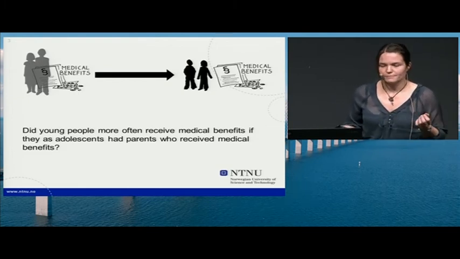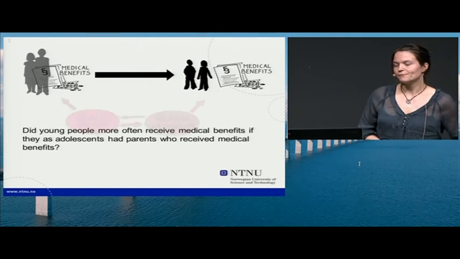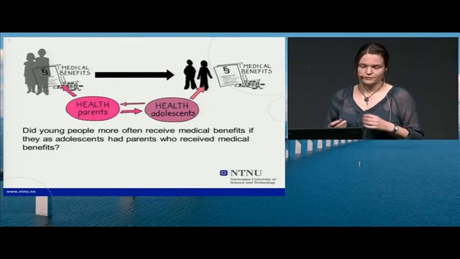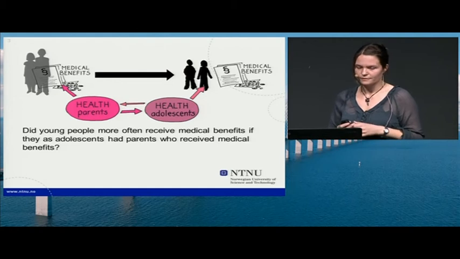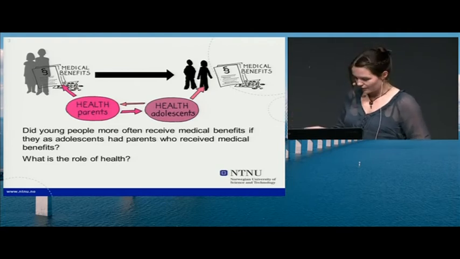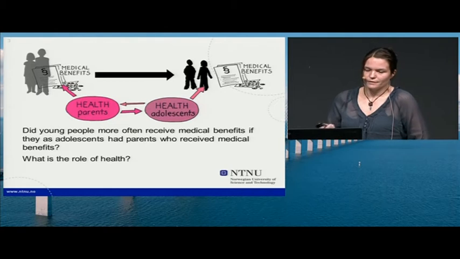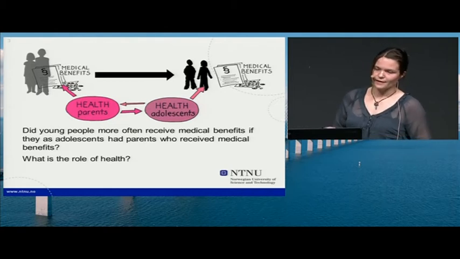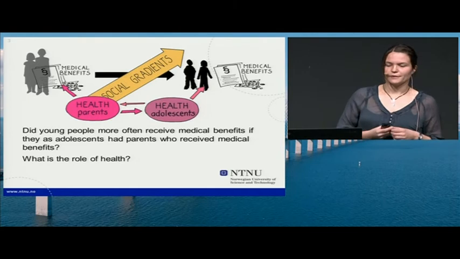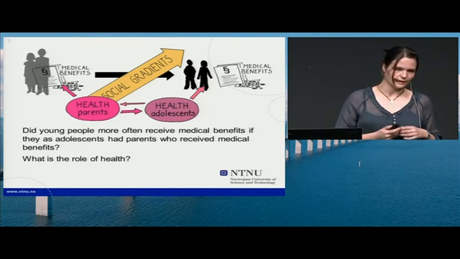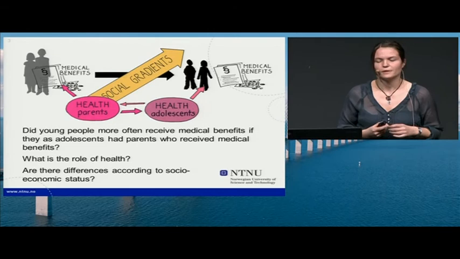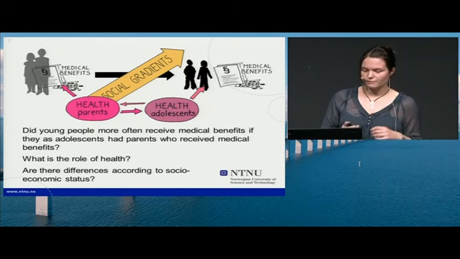And in order to receive these medical benefits, you have to have a health problem. And in that way, health is an important factor. Health is also often shared in the family between parents and children. And this was one of our other aims, to explore the role of health, and mainly then as a confounder. In addition, we know that there are strong socioeconomic gradients in benefit reception and also in health. And we wonder if there were also social gradients in the relationships which I have already mentioned.